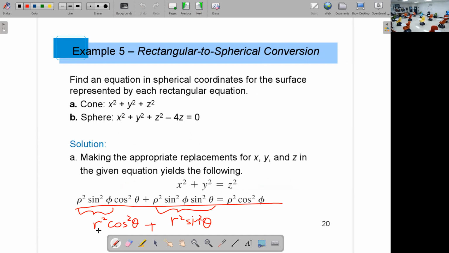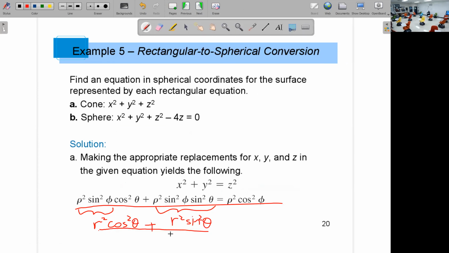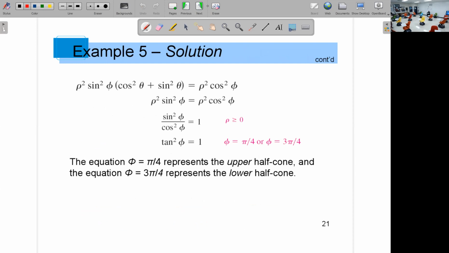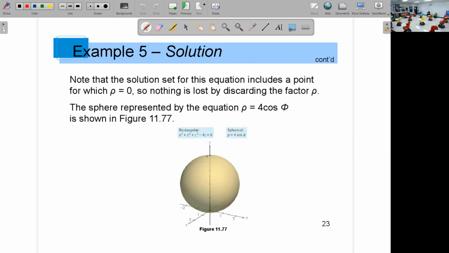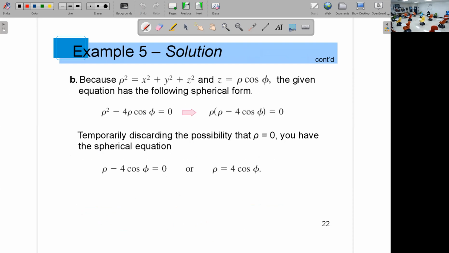Of course, cosine squared plus sine squared is equal to 1, so this whole thing is just r squared. And then this is z squared. Circle form. I'll leave these for you guys. Note the solution set for the equation includes a point for which rho is equal to 0. Okay, I think that's it.